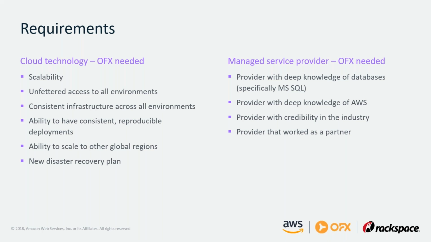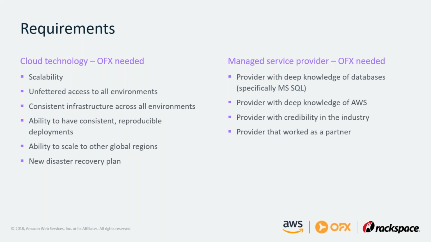For cloud technology, they said, look, number one, we need scalability. We've already said, look, our database is growing. It grows incredibly all the time. We need to be able to scale that. We need unfettered access to all environments. We can't go through red tape every time we want to do a deployment, every time we want to grab data, move things around. We need consistent infrastructure across all environments, right? And with that, we need the ability to have consistent reproducible deployments. Okay, so we need to be able to say, look, our environments match and our deployments are going to be the same every time across them.